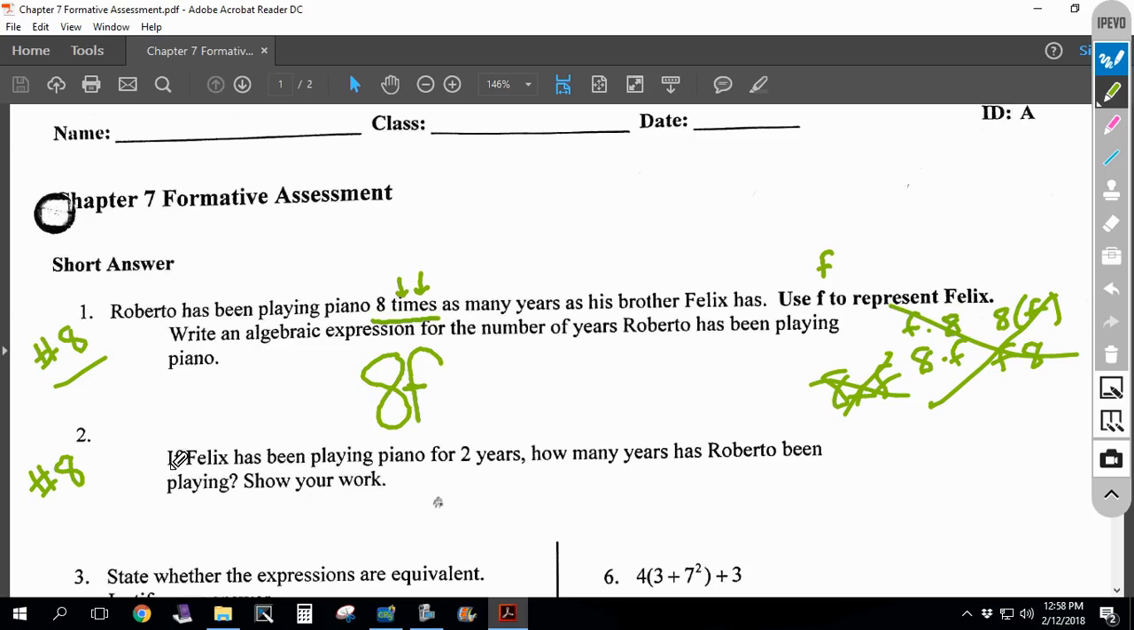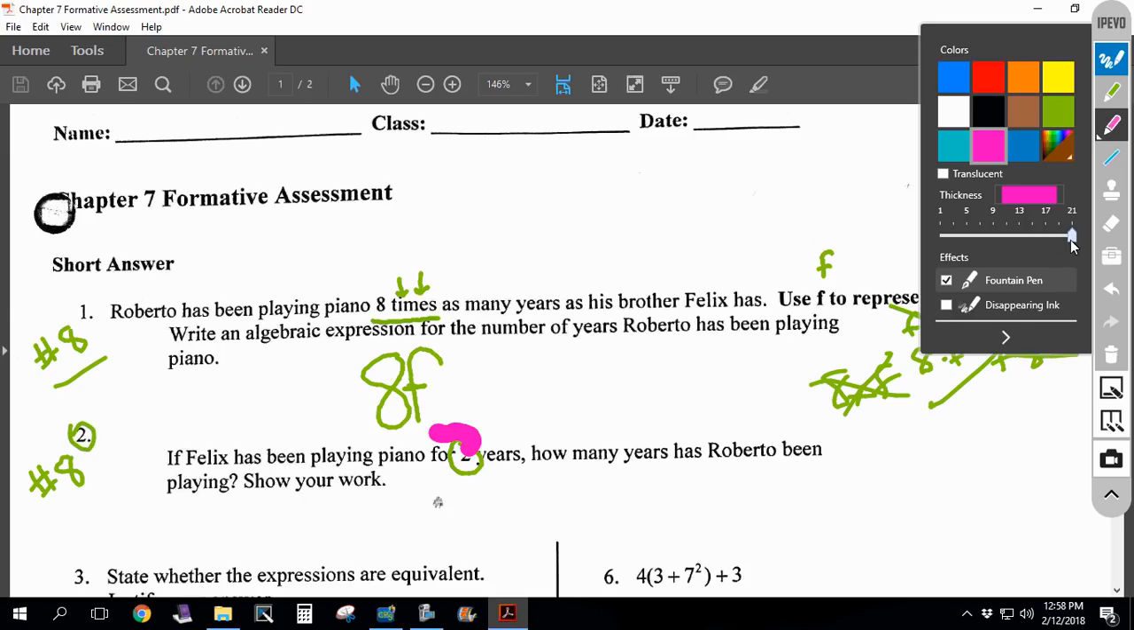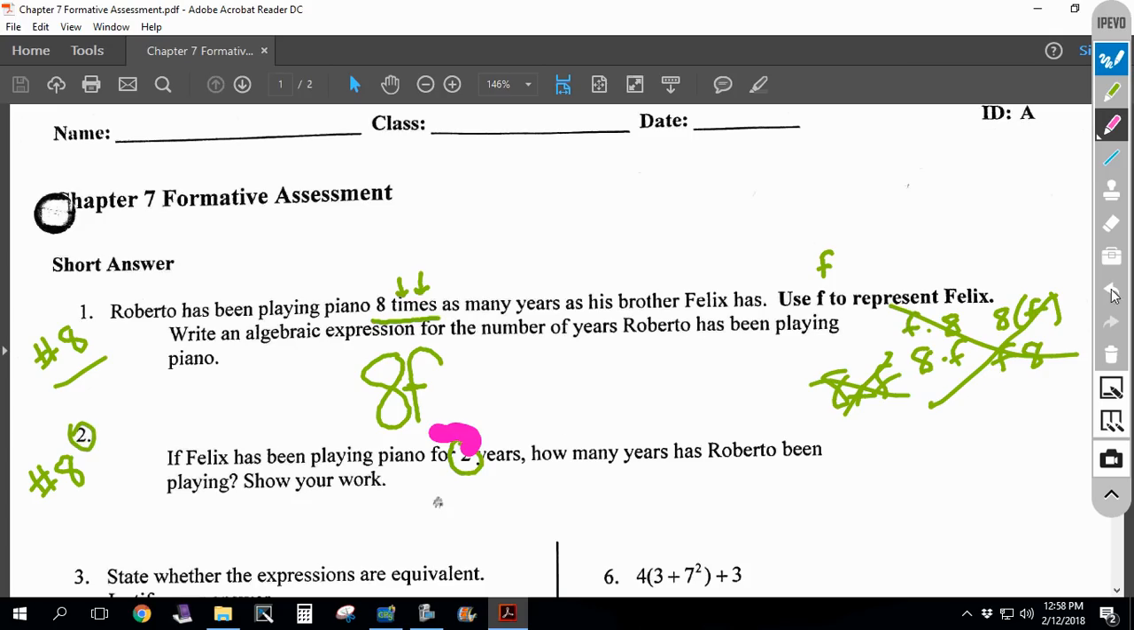Okay, now that you know that if we know how long Felix has been playing, we can just plug it in for F. Well, in part 2 here, number 2, it says, if Felix has been playing piano for 2 years, how many years has Roberto been playing? So he's only been playing for 2 years, so think about this. What we're going to do is we're just going to take this 2, and we're just going to substitute it in here for that F.